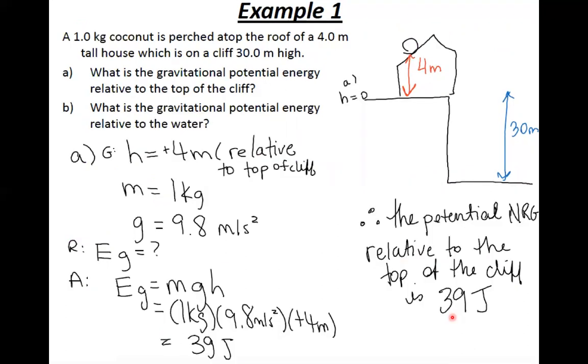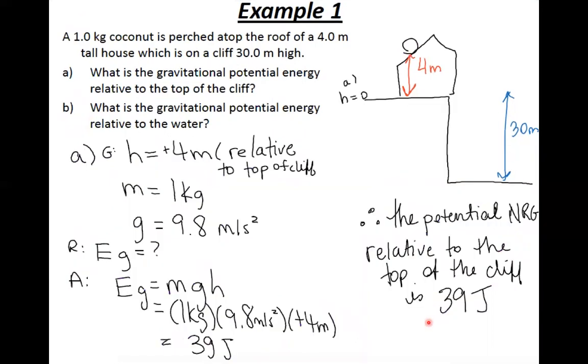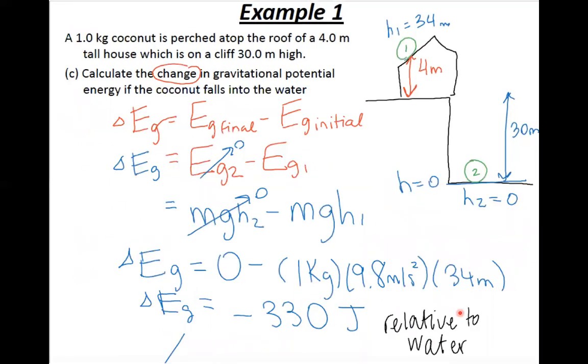So you can compare A and B. You were asked the same thing, but relative to a different spot. So it's really important that you say relative to the water versus relative to the top of the cliff. Part C, which might be cut off in your student example, but I do recommend you write this out because it's a good example to have.